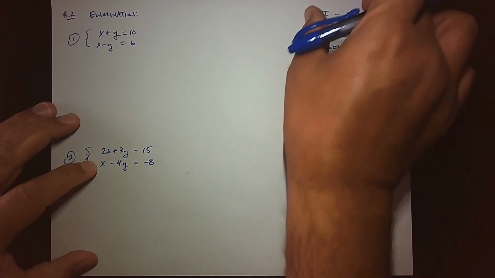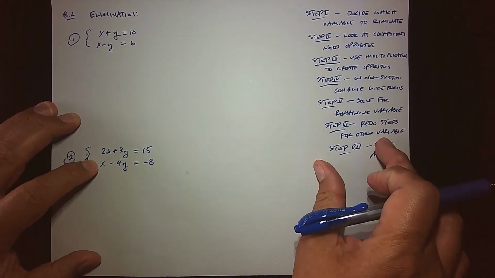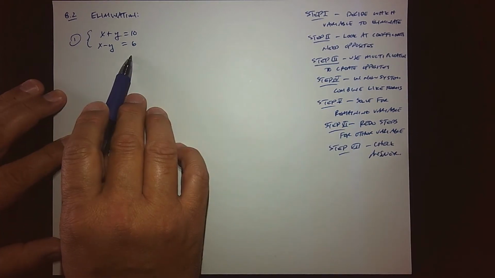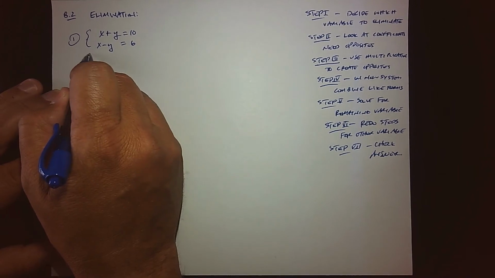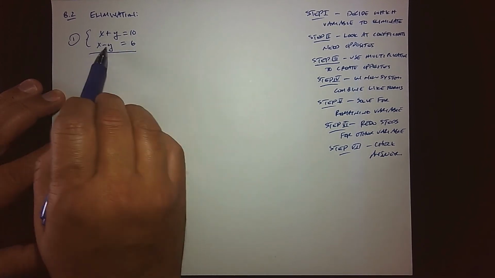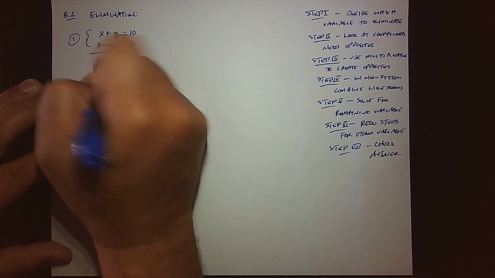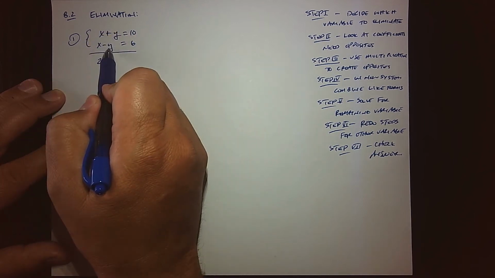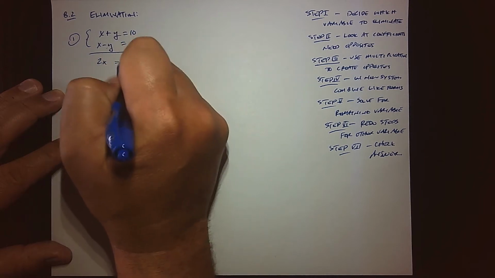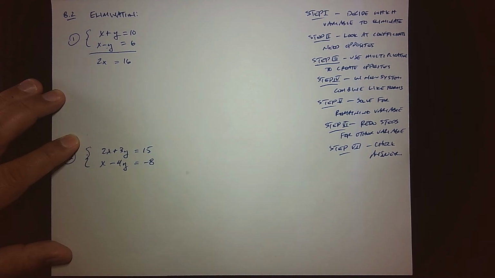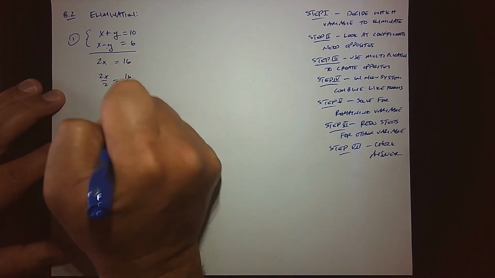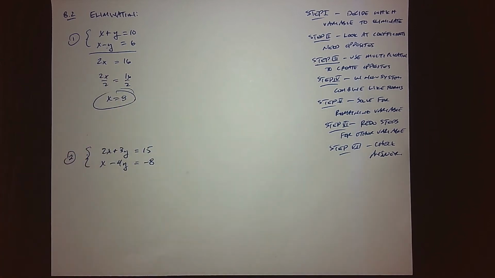So before I get into the framework and the step-by-step process, let's just take a look at this and notice something. If I basically just start adding up things, x and x gives us 2x, and the plus y and the minus y, well, those are opposites, so they'll go away, and we're left with 2x equals 16. Do a quick division by 2, and lo and behold, we get our value of x equals 8.